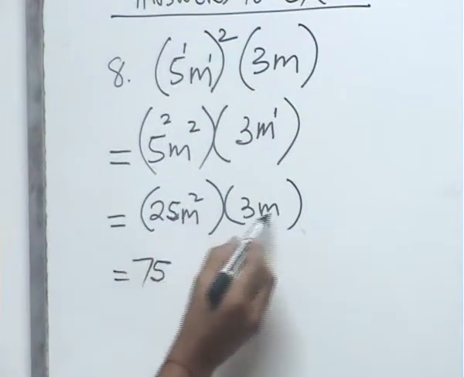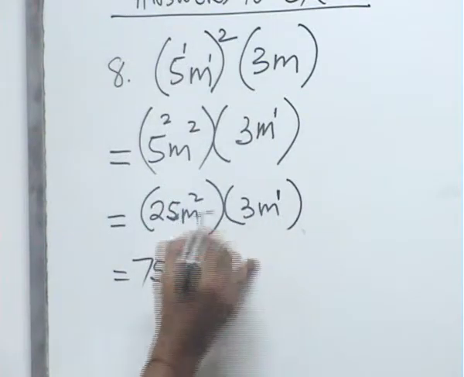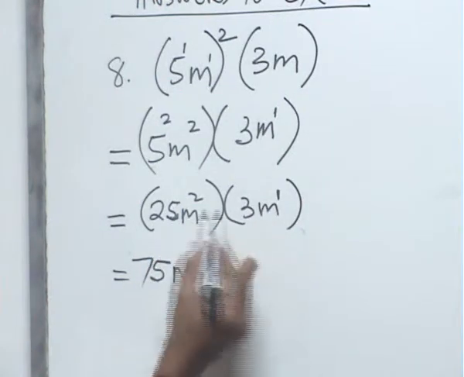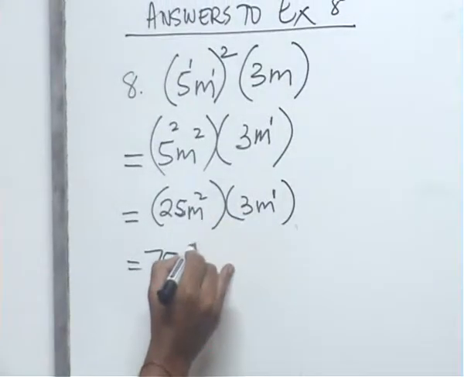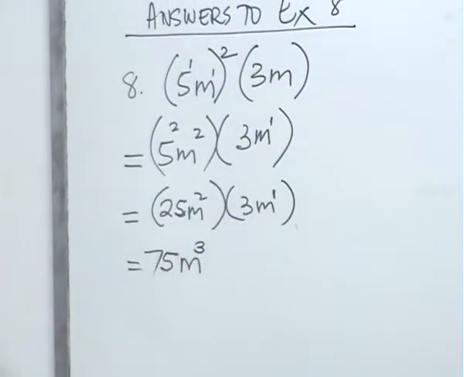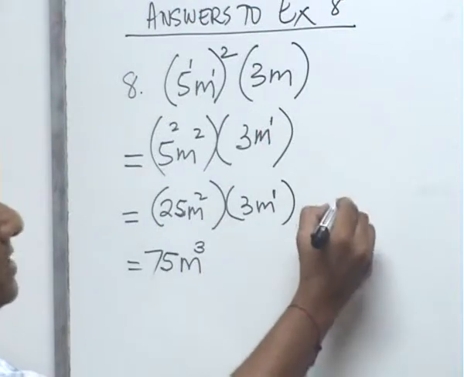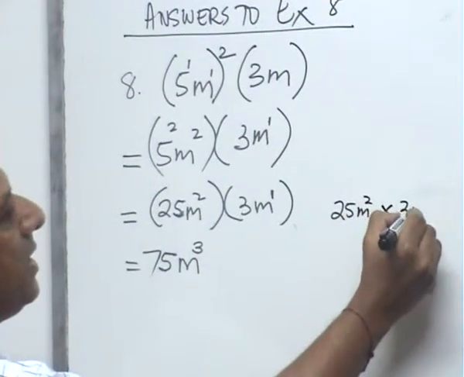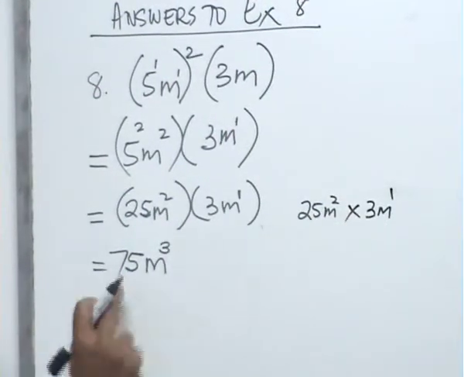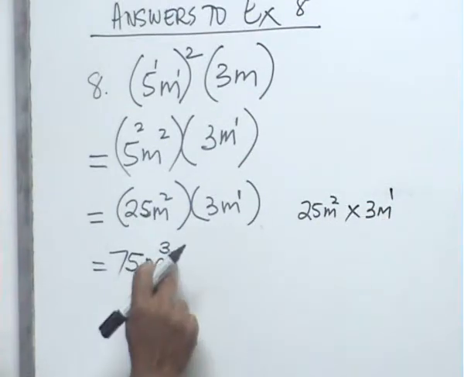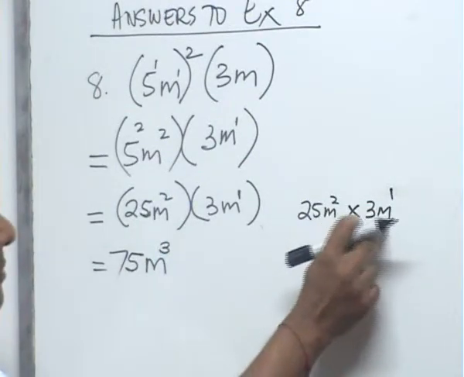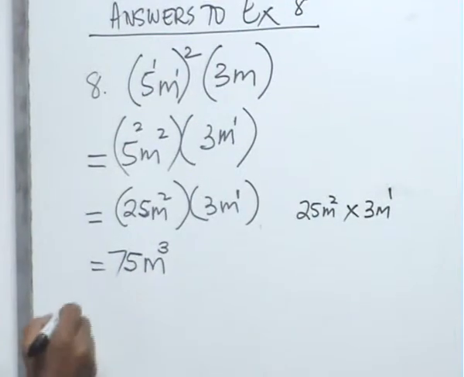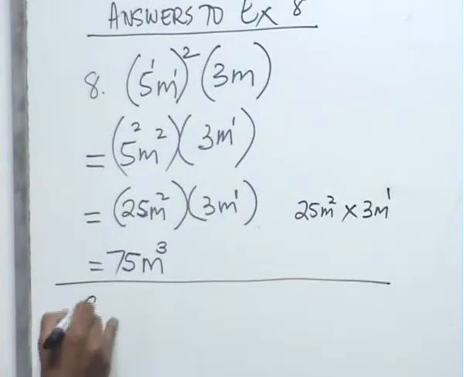Now I've got m squared here and I've got m to the 1. These are powers, the bases are the same. Therefore I can write down the base once. I'm multiplying them now. Therefore I can add up their indices. 2 plus 1, 3. You see this part here, I could have written it like this. 25 m squared times 3m to the 1. So it's 25 times 3 is 75, m squared times m, write down the base 1 time, add the indices 2 plus 1, 3. Alright, so that finishes number 8.